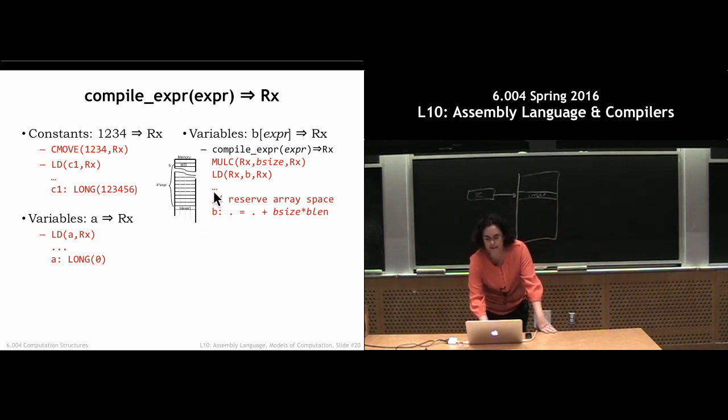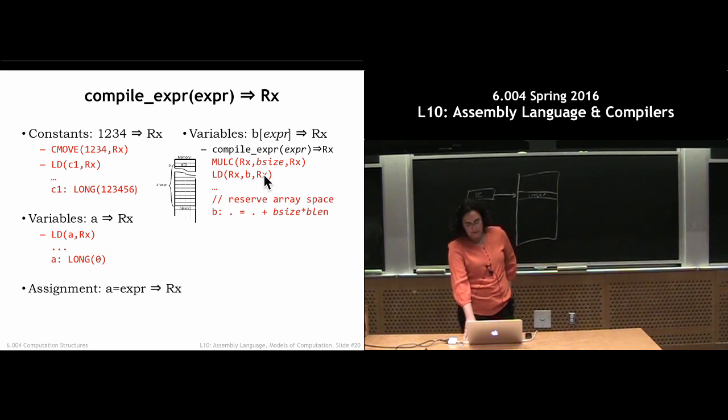Okay, and so what we see here is we specify a location where we're going to store this B array, and it says that starting at the next available memory location, plus B size times B length, that's going to give us enough memory storage for B length elements of size B size. Now that I have this index, I can simply multiply that index by B size and then load the address B plus this multiplied index into Rx in order to get the value of B sub I. Okay?